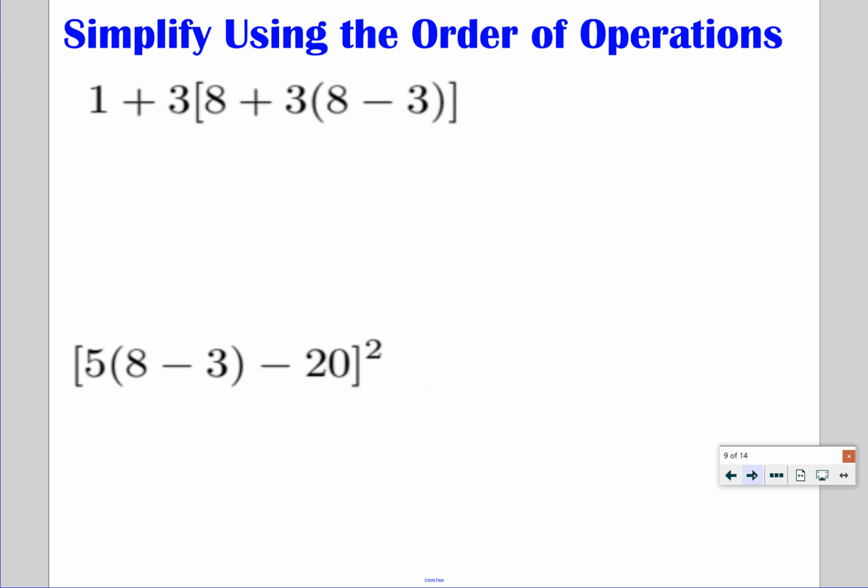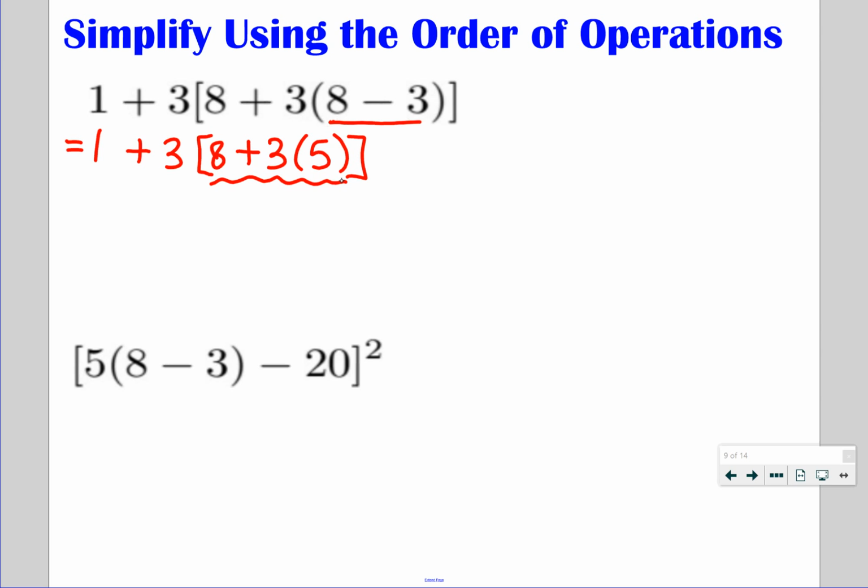Let's try a couple more. Again, I have multiple brackets and parentheses. Let's start from the innermost parentheses. I'm going to carry everything else down. 8 minus 3 gives me 5. Continuing inside that bracket or parentheses, I have, again, multiplication and addition here. Multiplication comes first in my order of operations.